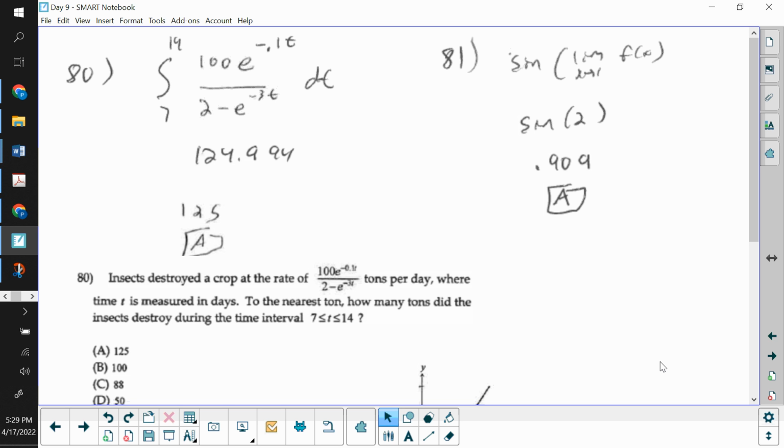So this, we're just basically seeing how many accumulated crops have been destroyed. So you're just doing an integral from 7 to 14, putting it in the calculator, you get choice A.